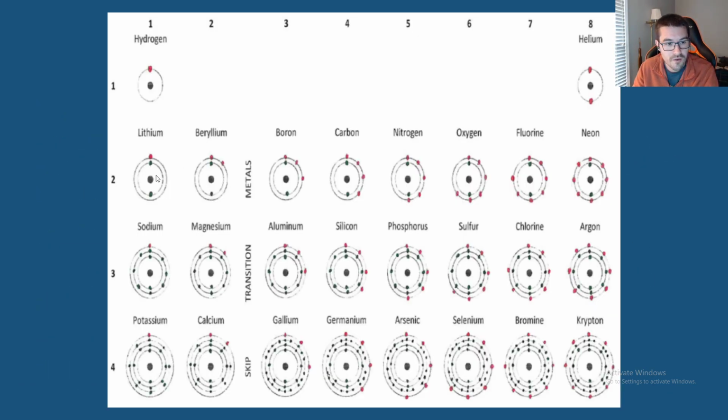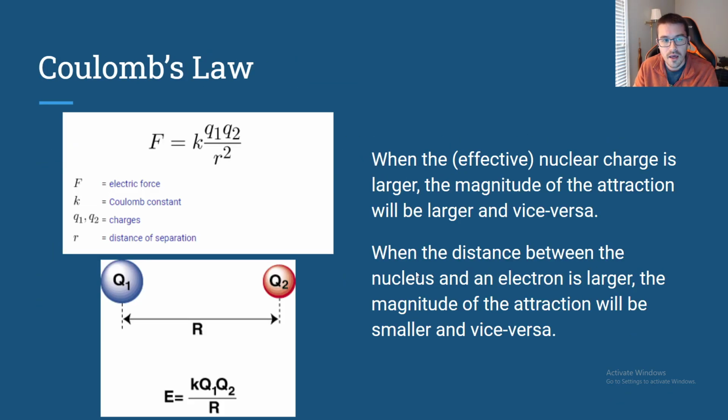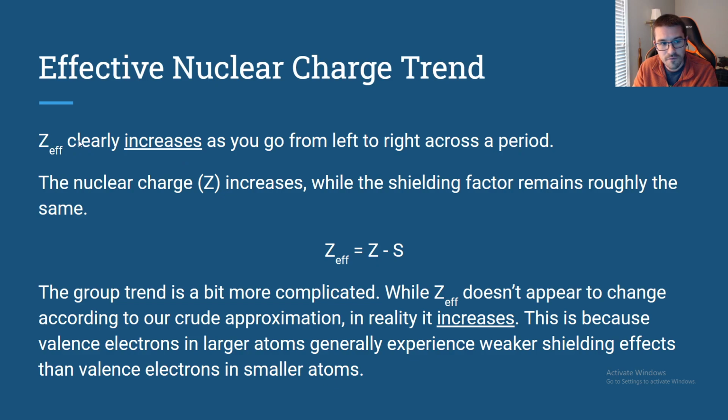Well, here I have 3 protons minus 2 shielding electrons, so that would be an effective nuclear charge of 1. Here I have 4 protons minus 2 shielding electrons, so an effective nuclear charge of 2, and then it increases in that way: 1, 2, 3, 4, 5, 6, 7, 8, and so forth. There are a couple of different ways you can think about it, but regardless, you arrive at the same conclusion, and that is that the effective nuclear charge clearly increases as you go from left to right across a period. Definitely increases. The nuclear charge increases while the shielding factor remains roughly the same.